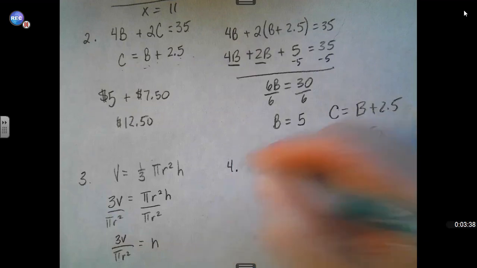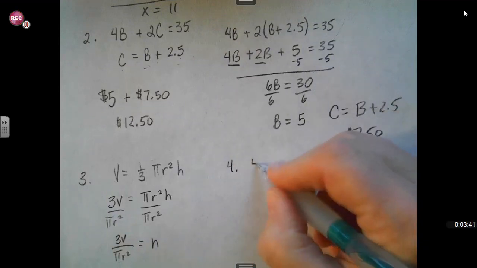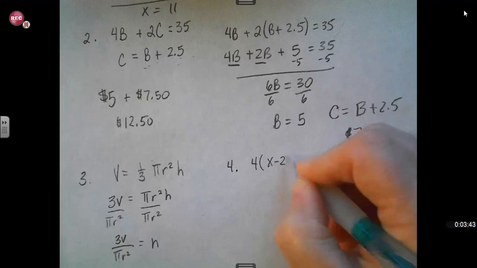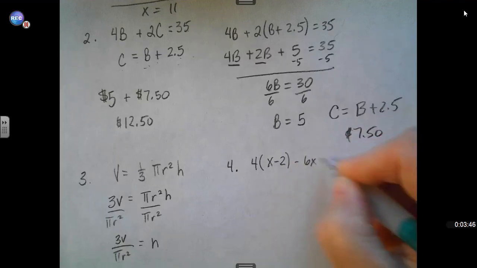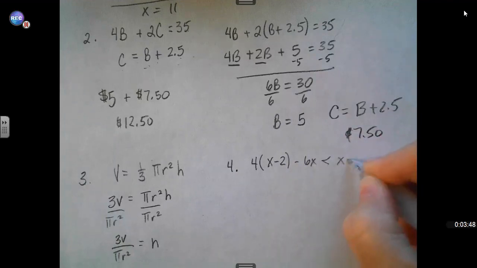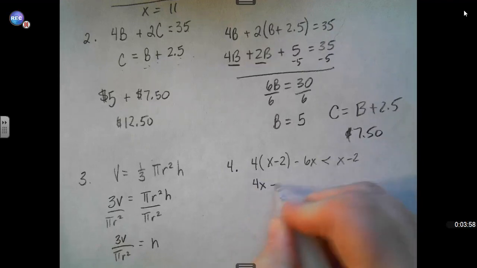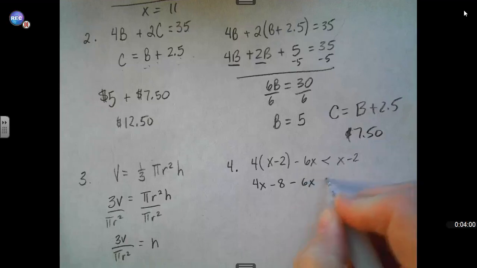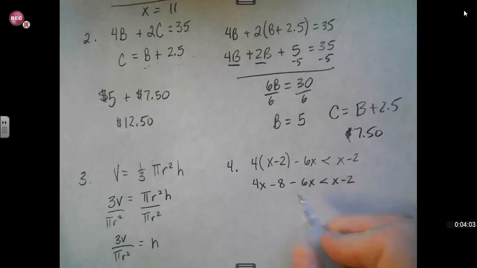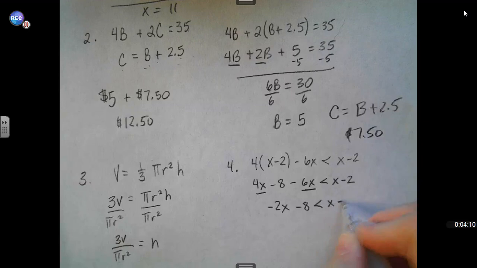4. Solve and graph the solution. 4 times the quantity x minus 2 minus 6x is less than x minus 2. So we need to do some simplifying before we can actually get to the point of solving it. This is going to be 4x minus 8. And then 4x and 6x is going to be minus 2x. And then I'm going to subtract x from both sides.